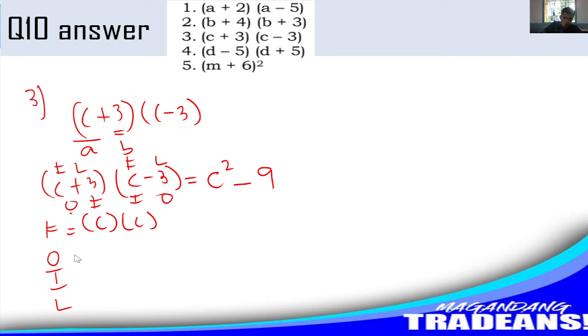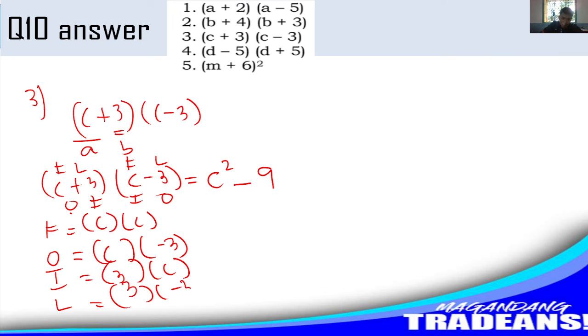Next, outer. So, we have C times negative 3. And the last, inner rather, we have 3 times C. And the last is, we have 3 times negative 3.